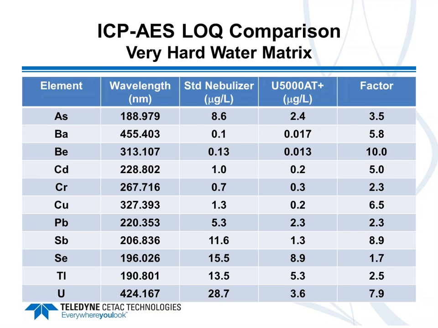So comparing the two, and this is a comparison of the limits of quantitation. On the far right column is a factor. You can see for uranium, it's about a factor of 8 improvement in lowering the limits of quantitation. Now again, these will vary from element to element depending upon the signal that we can get from the element and the background noise from the very hard water matrix. Some things aren't improved as much, such as selenium and chromium and lead, but the LOQs, again, are quite good, particularly with regards to this matrix.